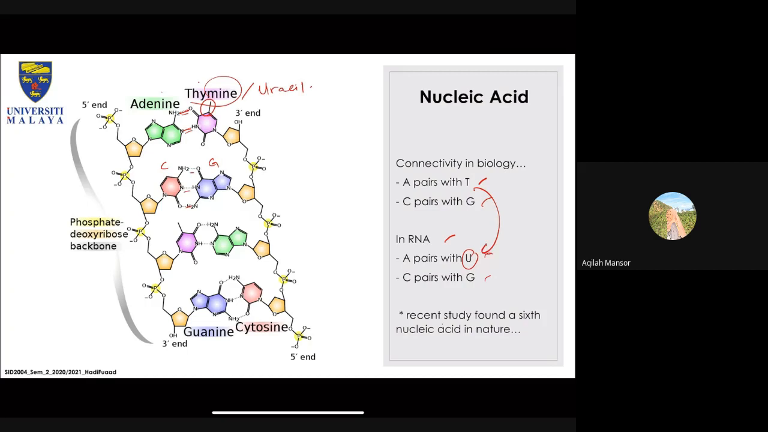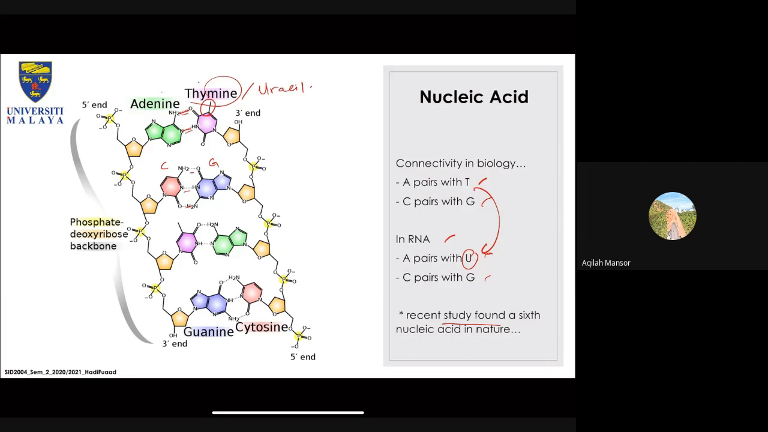But the funny thing is a recent study found a 6th nucleic acid in nature. So we will see where we go from here. Maybe we will mutate into an alien. Maybe not. I'm not sure, but we will see. Maybe not my son, because my son is already a normal human, but maybe your sons and daughters. I'm not sure, but yeah.